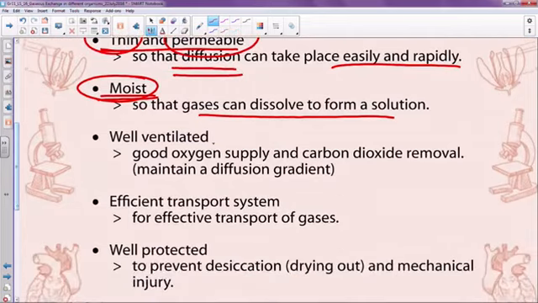It needs to be well ventilated. And what does that mean? There needs to be a good oxygen supply and a good mechanism of removing carbon dioxide. And we refer to that process as inhalation and exhalation, or the mechanism that can maintain the diffusion gradient between the air that is taken in, which is rich in oxygen, and the air that is exhaled, which is rich in carbon dioxide.